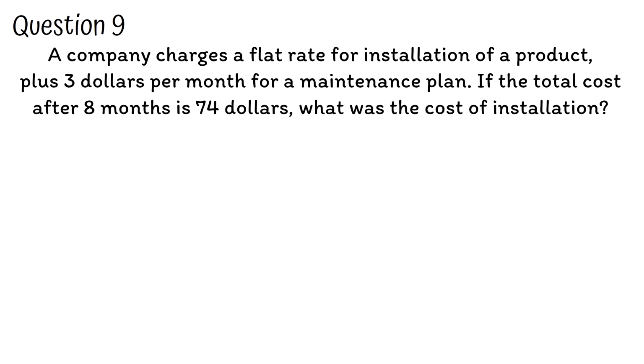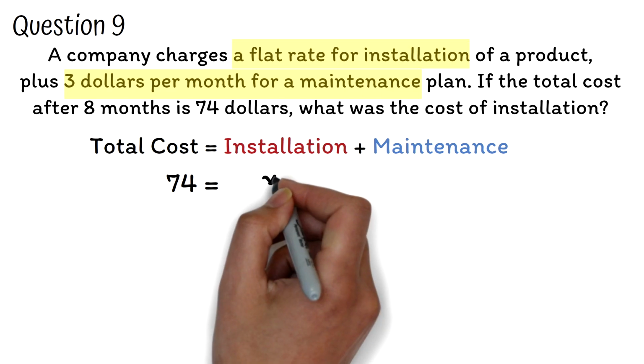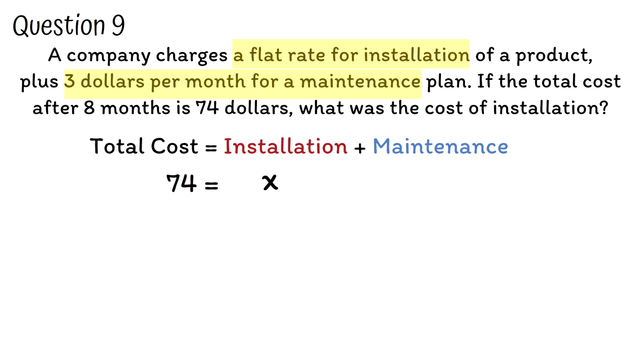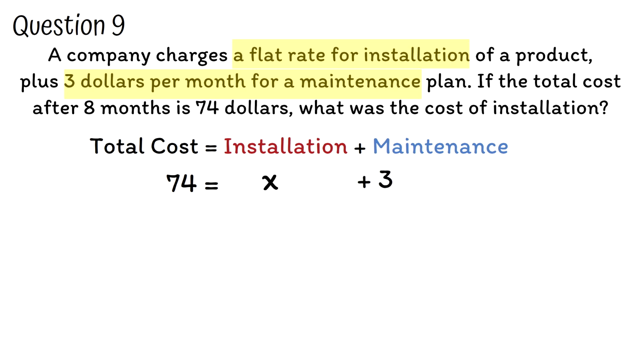The company charges a flat rate for installation and a $3 monthly fee for maintenance. The total cost after 8 months will be the cost of installation, plus the cost of the maintenance plan for 8 months. The total cost has been given as $74. We don't know the initial installation cost. Let's represent it with x. The maintenance plan for 8 months will be the cost per month, which is $3, times the number of months, which is 8. We multiply this to get 24.